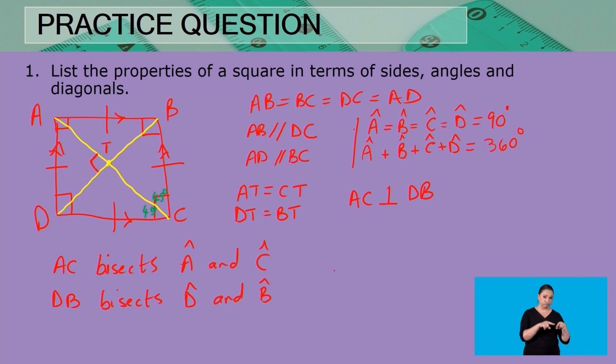So what about the length of AC and the length of DB? Remember, those are our diagonals. What do you know about the diagonals of a square? Of course, besides the fact that they bisect each other, they are also equal. So this means that AC is equal to DB.